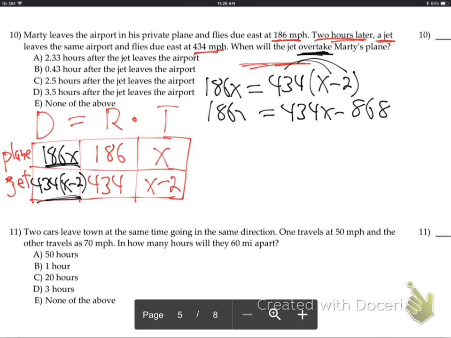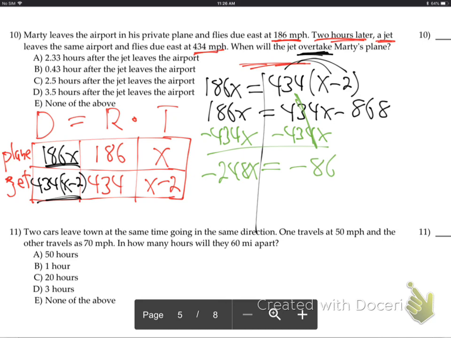All right, so catching up always means equal distance. Okay, so there's our equation. So what do we do to solve? You want to get x alone. So just subtract one of them, like that. Get rid of one of those x's. When you have x's on both sides, you just subtract one. 434 minus 186 is 248.